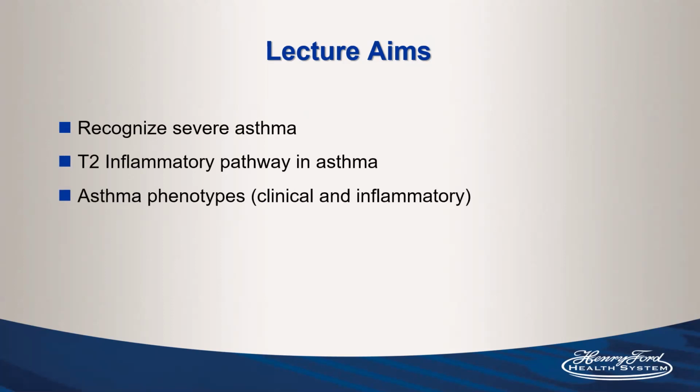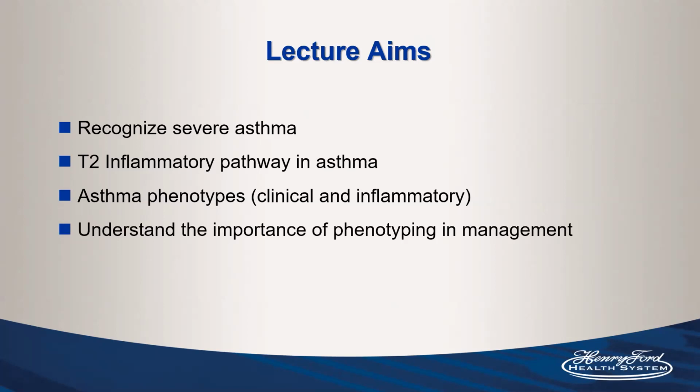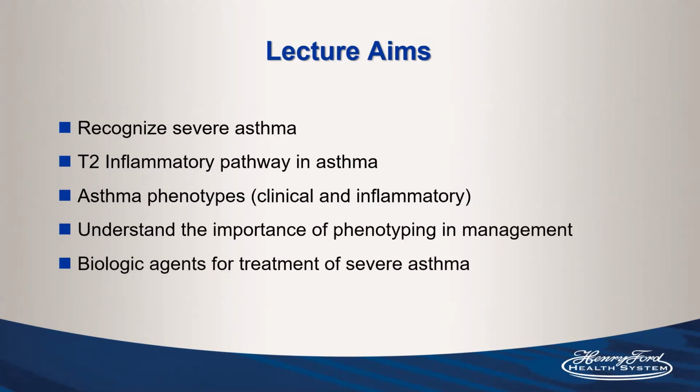We're going to talk about phenotypes. If you look for asthma phenotypes, some of them are clinical phenotypes and some of them are inflammatory phenotypes based on the T2 inflammatory pathway, which I will be focusing more on because that will guide our treatment and what we can choose for treatment going forward. We're going to understand the importance of phenotyping in managing those severe uncontrolled asthmatics. And we're going to touch quickly on some of the FDA-approved biologic agents for treatment of severe asthma, okay? With that, I'm going to start.